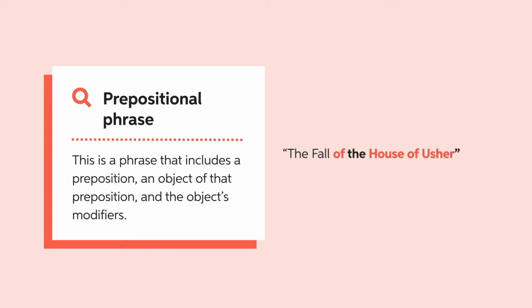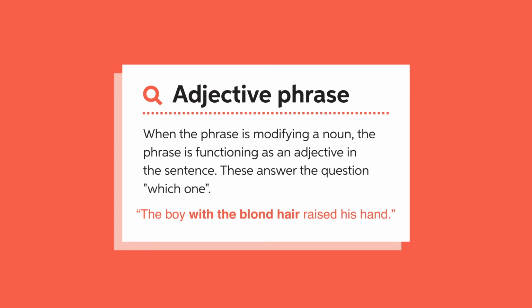When the phrase is modifying a noun, the phrase is functioning as an adjective in the sentence and is considered an adjective phrase. These phrases answer the question, which one? The boy with the blonde hair raised his hand.